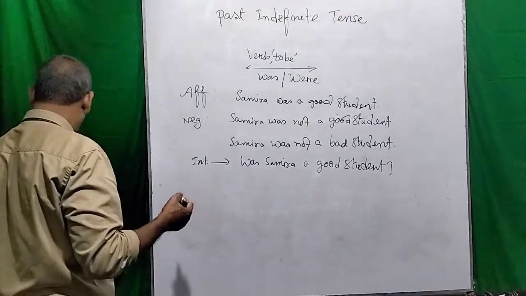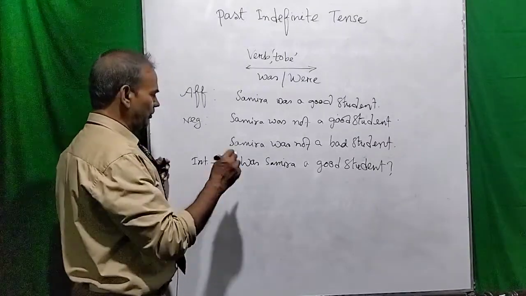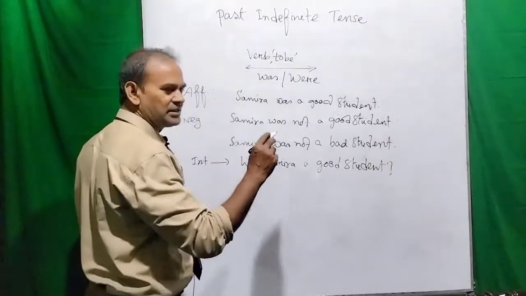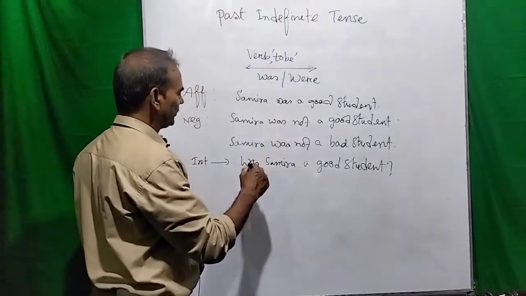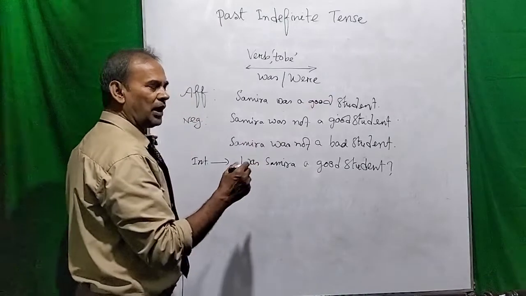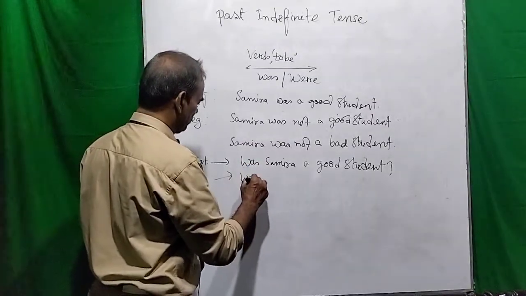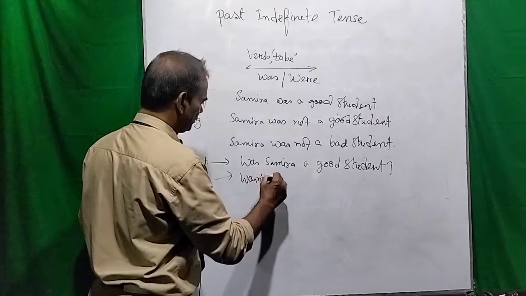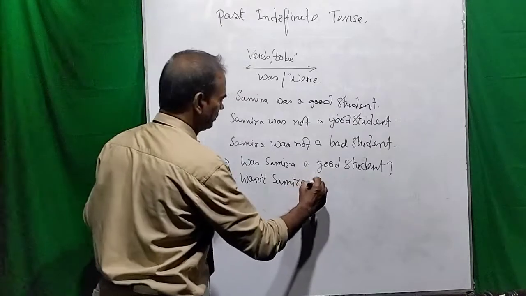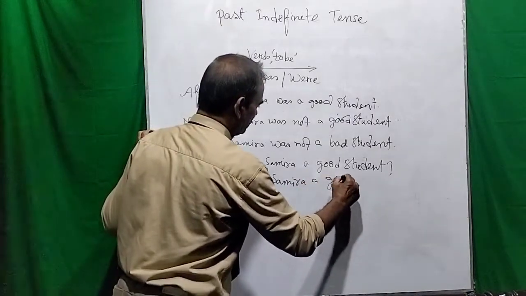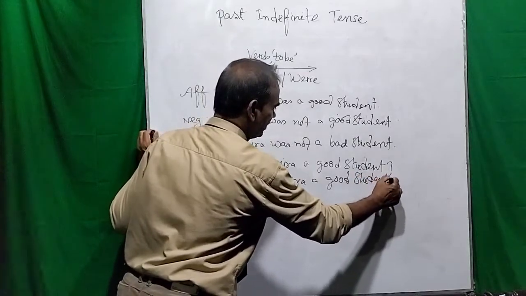But if I make it a transformation, how can I write it? I am going to make it a transformation. In this case, we have to use a contracted form or short form of the verb to be and not. That is wasn't Samira a good student? Wasn't Samira a good student?